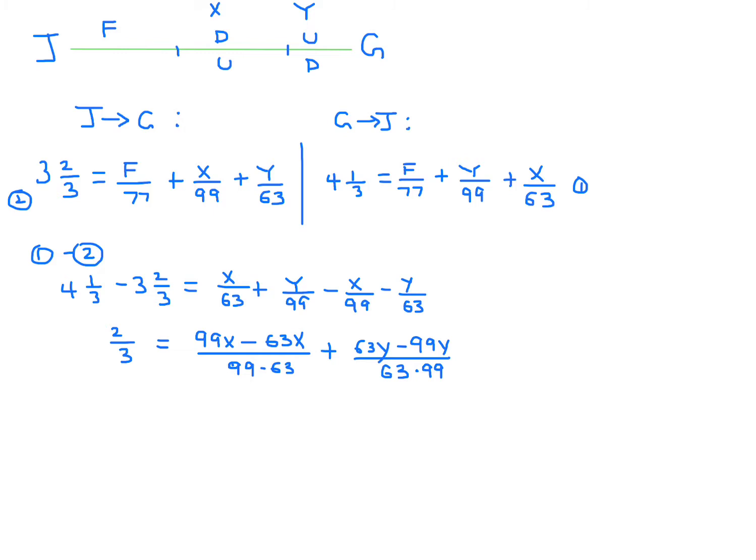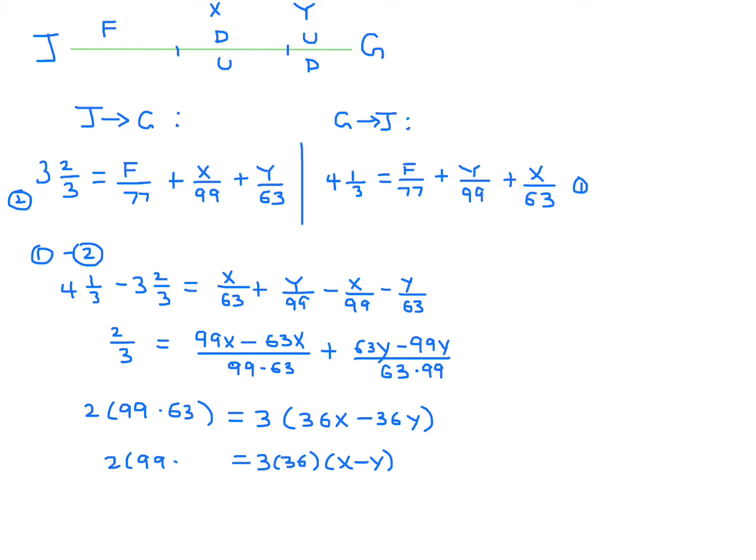So now I can cross multiply, and this is going to give me 2 times 99 times 63, and this is going to give me 3 times 36x minus 36y. Yeah. So that means if I factor out a 36, all I'm left with is x minus y, 3 and 36, and this side is the same. And then now I can easily isolate for x minus y.